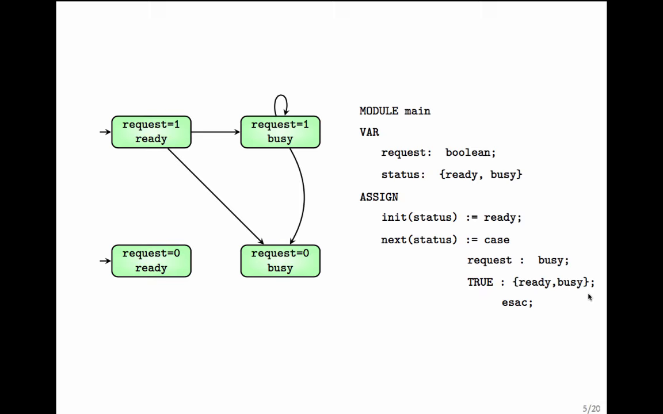The other condition says that if request is not true, you can go anywhere. That means you have all possibilities. From request equal to 0, you can go to all 4 states. Here, here, here and here. If request is 0, you can go here, here, here as well as this one. Let us now see a demo of this example.